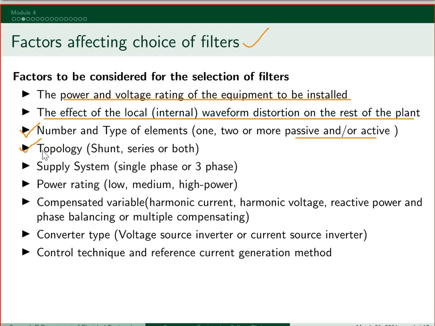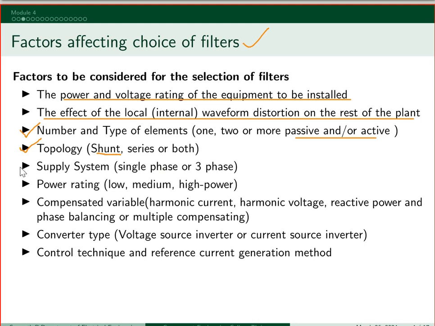And the topology is also very important, whether you are going to choose a shunt filter or a series filter. If it is a shunt filter, it provides a low impedance for the harmonic current, so that the particular harmonic will be shunted. And if it is a series topology, it offers a high impedance to the flow of that particular frequency. In that way, you are able to eliminate the harmonics by using shunt, series, or even a combination of both.